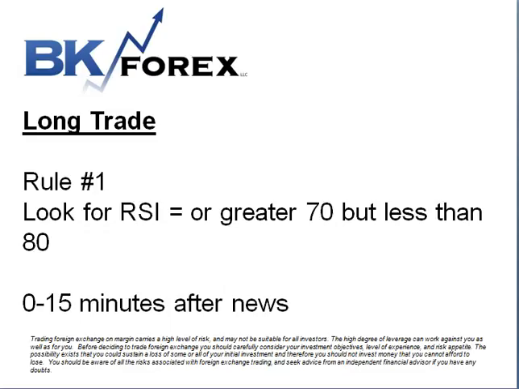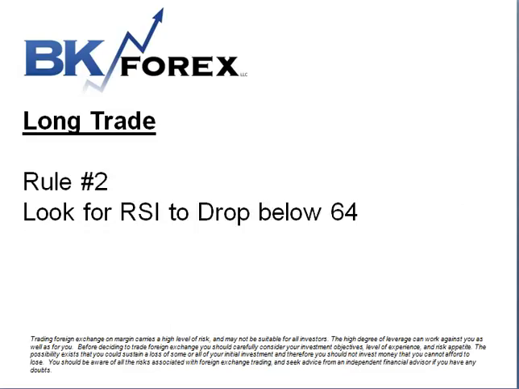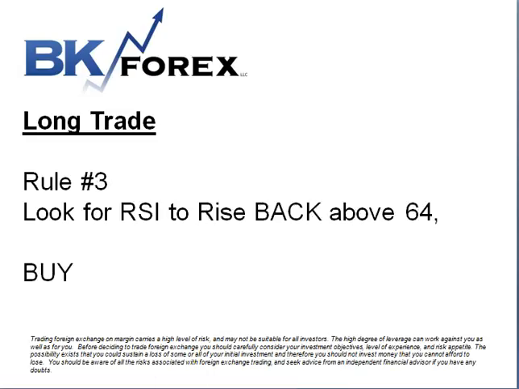And this is really the key to news trading in general, as well as the key to trading the Ajax indicator, which is that patience really pays off. So what you want to do is wait and look for the RSI to drop back below 64. So you want to see the RSI within the first 15 minutes of the release go above 70. Then you want to look for the RSI to drop back below 64. And when it drops back below 64, you still don't take a trade. You then want to wait for it to rise back above 64.